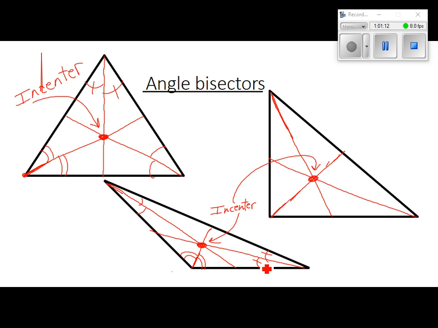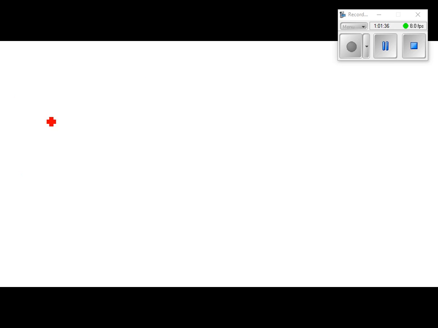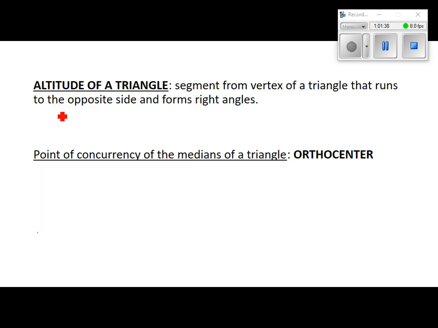The distance, again, from this incenter to that side of the triangle, it's going to form a right angle. To this side of the triangle, it's going to form a right angle there. And to this side of the triangle, it's going to form a right angle there. Those 3 distances always have to be exactly the same. Last one.